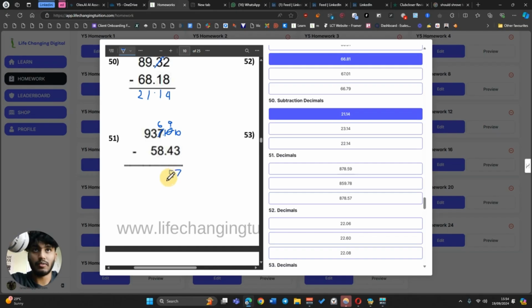9 minus 4 is 5. 6 minus 8, we have to borrow from here. 16 minus 8 is 8. 2 minus 5 doesn't work, we have to borrow again. So 12 minus 5 is going to be 7. And then we've got 8 here. So 878.57.